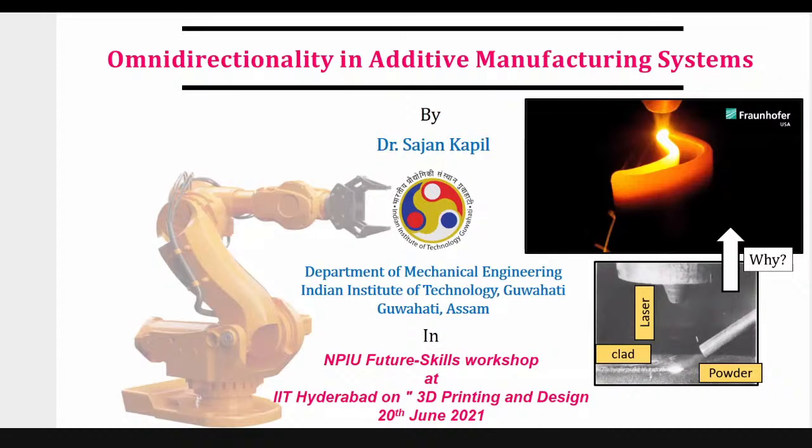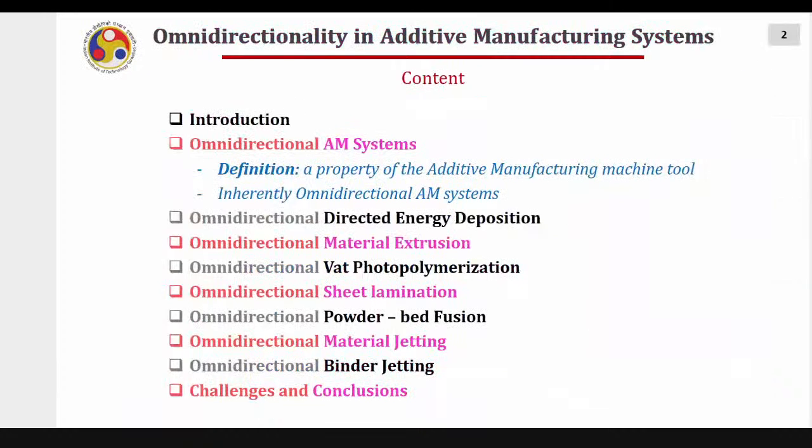To know more about it, you can read my recent publication in ASME that discusses the auxiliary arrangements for omnidirectionality in additive manufacturing systems. Basically, today's presentation will focus on the introduction, not really in detail. Today, I'll just quickly finish it. Then, what is omnidirectional? What and how should omnidirectional additive manufacturing be? A proper definition.